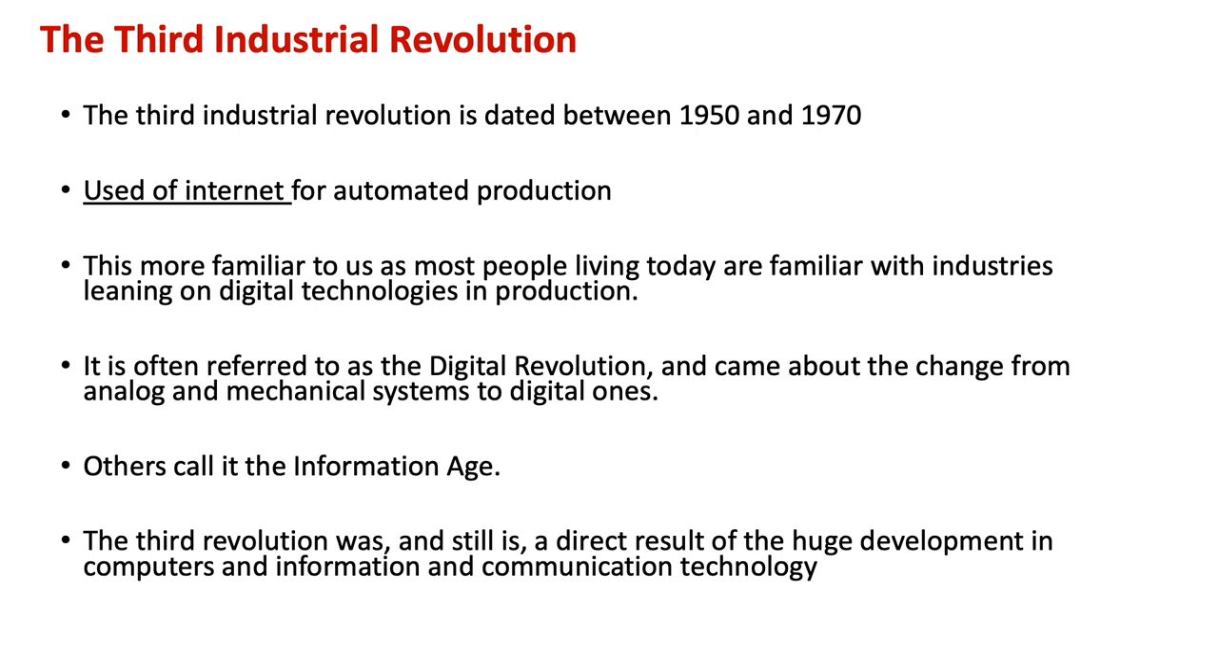The third industrial revolution is dated between 1950 and 1970. It makes use of the internet for automated production. This is more familiar to us as most people living today are familiar with industries leaning on digital technologies in production. It is often referred to as the digital revolution and came about the change from analog to mechanical systems to digital ones. Others call it the information age. The third revolution was and still is a direct result of the huge development in computers and information and also the communication technology.